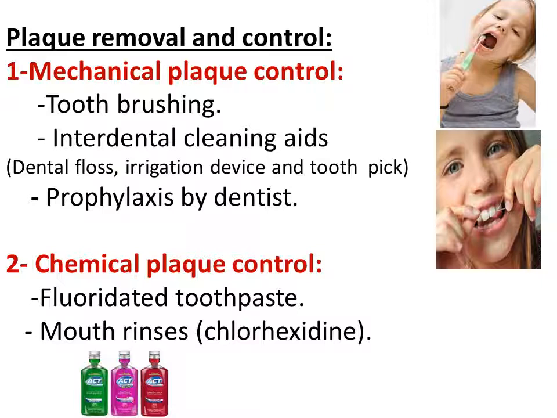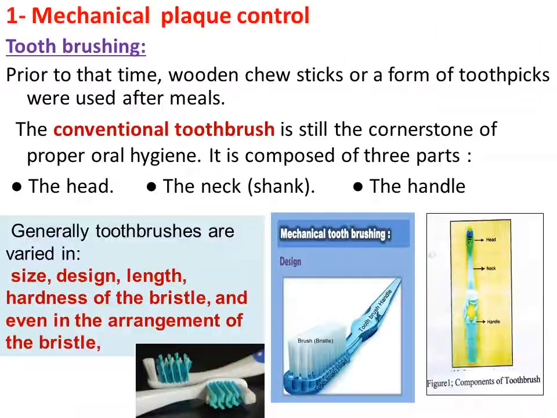Number 1, mechanical plaque control, which includes toothbrushing, interdental cleaning aids like dental floss, irrigation devices, and toothpicks, and prophylaxis by a dentist, which includes scaling and polishing. Number 2, chemical plaque control, which includes fluoridated toothpaste and mouth rinses like chlorhexidine. Number 1, mechanical plaque control.